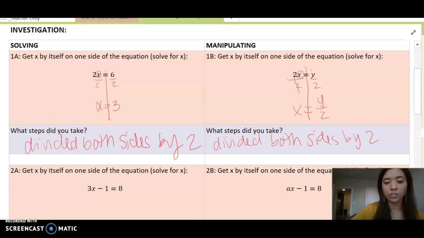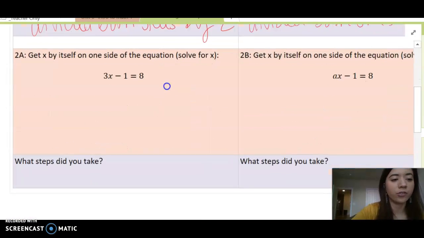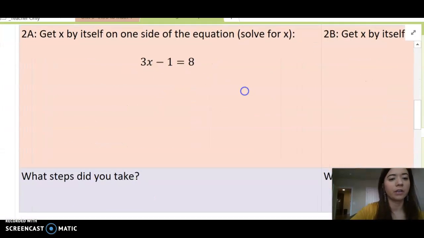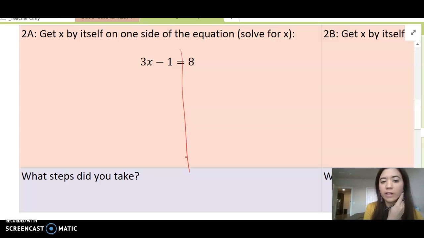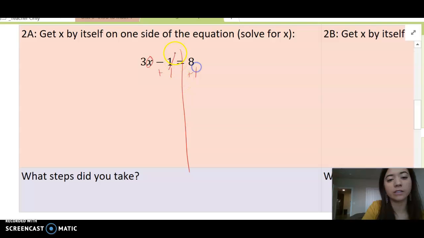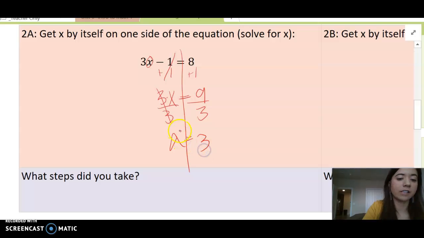Again, if I'm going fast, just pause me so that way you can make sure you fill out these notes completely. All right, get x by itself on one side. Draw my line down the equal sign. All right, I want x. What would I move first? I know we get rid of subtraction or addition first, so let's add 1 to both sides. And I get 3x equals 8 plus 1 is 9. Now I have 3 times x, so I can divide both sides by 3, and I get x equals 3.